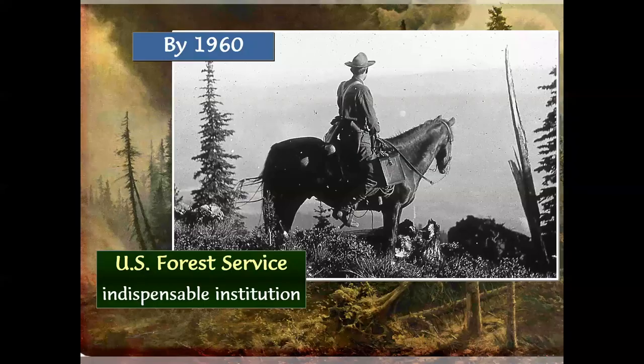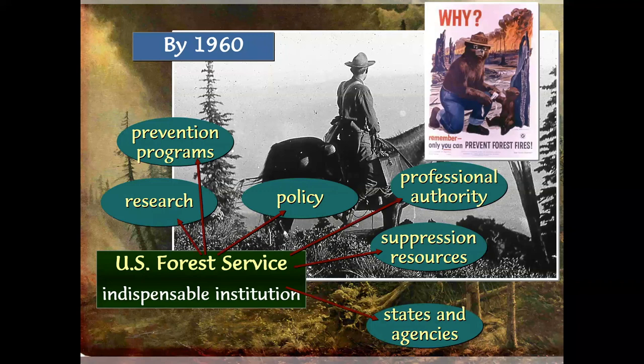By 1960, 50 years after the big blowup, the Forest Service had more or less achieved what it was told to do and sought to do. It controlled virtually everything in the fire arena. It was the federal connection for all of the states and other federal agencies. It controlled almost all resources. It set policy. Almost all research was through it in one way or another. It ruled the prevention program, and it spoke with professional authority. In 1960, a famous study of the agency concluded this was as good as public administration got.